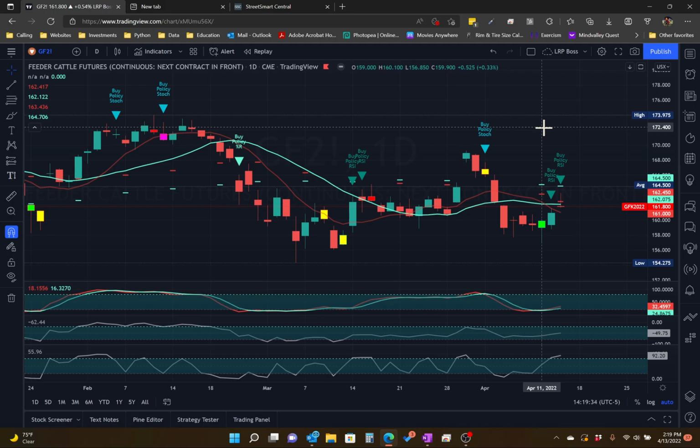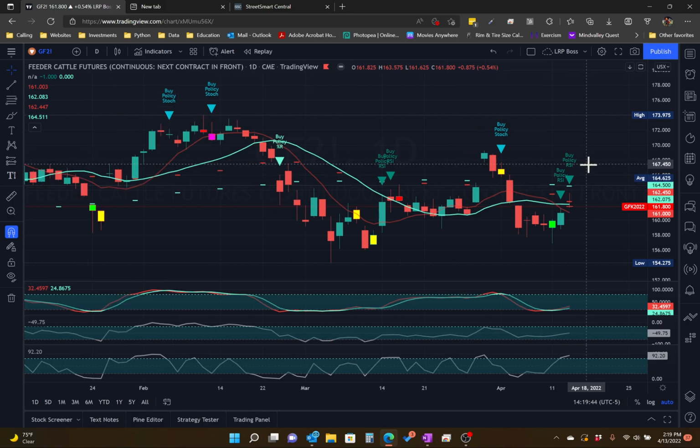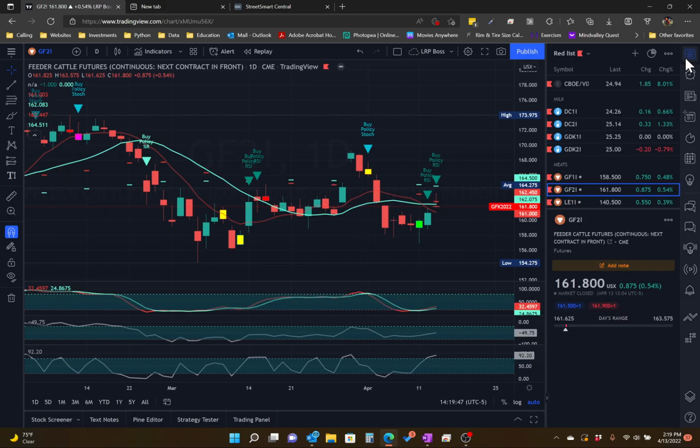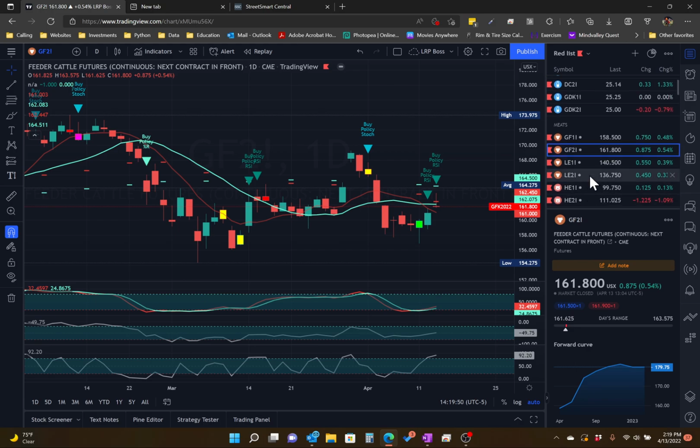Again, longer term, I feel like we have some legs to this, we got some momentum here. And if we can get above these weekly moving averages, I really feel strongly that we're going to move substantially higher in this market. So let's take a quick look at live cattle here.